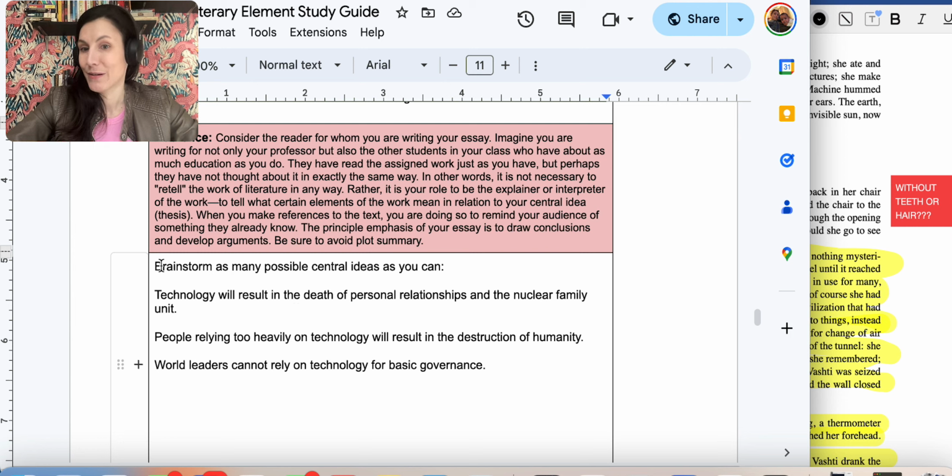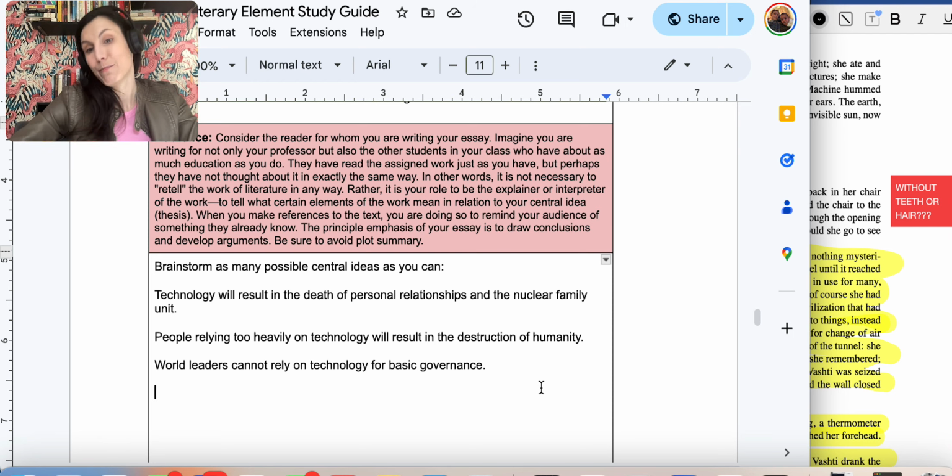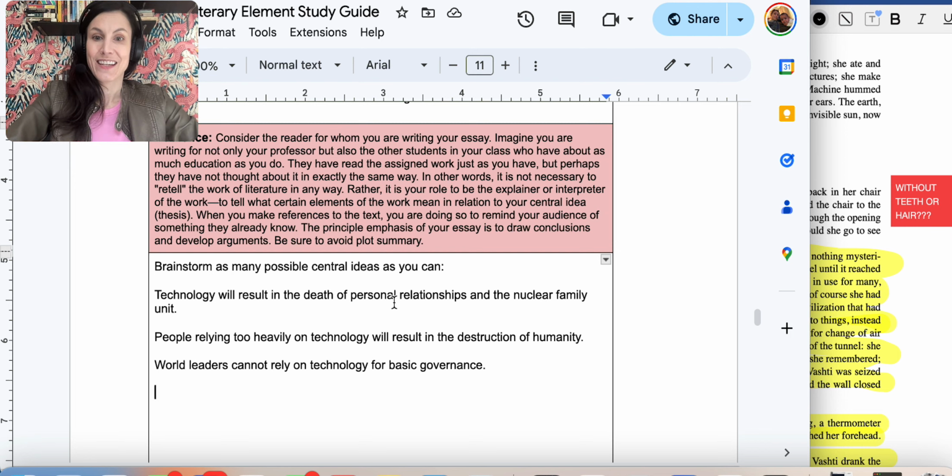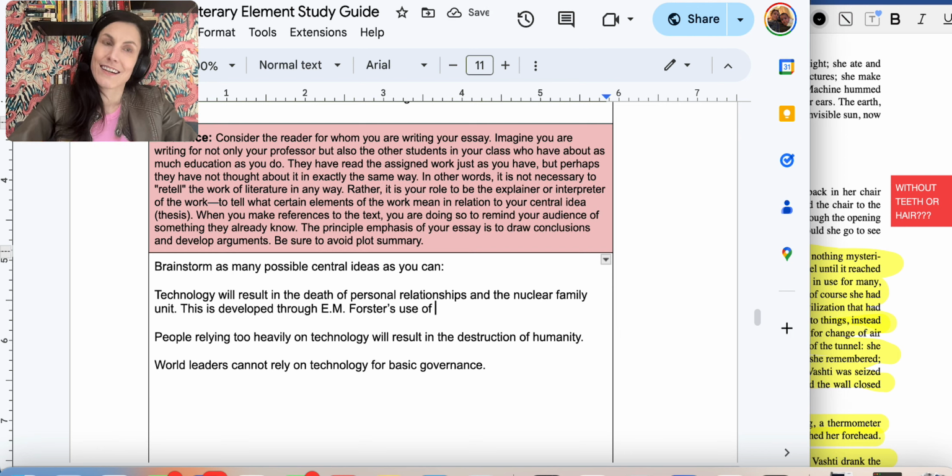Now we'll brainstorm some central ideas. All right, let's try to get creative. I have: technology will result in the death of personal relationships and the nuclear family unit. And then I might say this is developed through E.M. Forster's use of characterization. And then I would talk about Vashti.